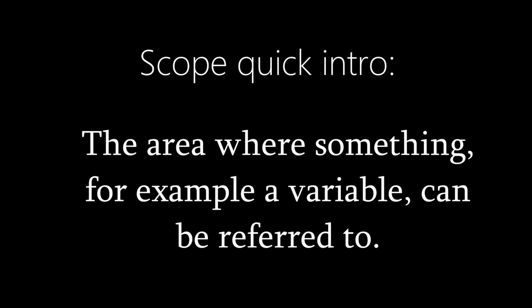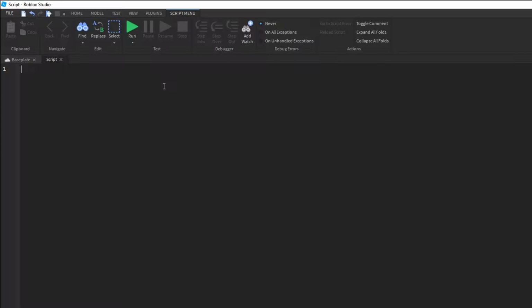In this video, I will cover return, scope, and break. First, I'll talk about what scope is. Scope is the area where something, for example a variable, can be referred to. Let me give you an example.